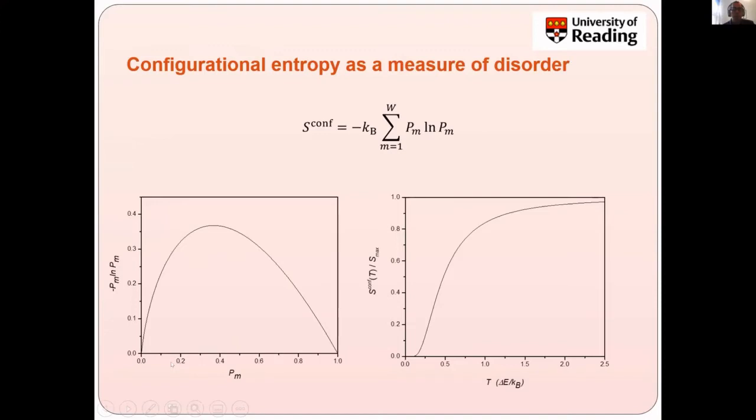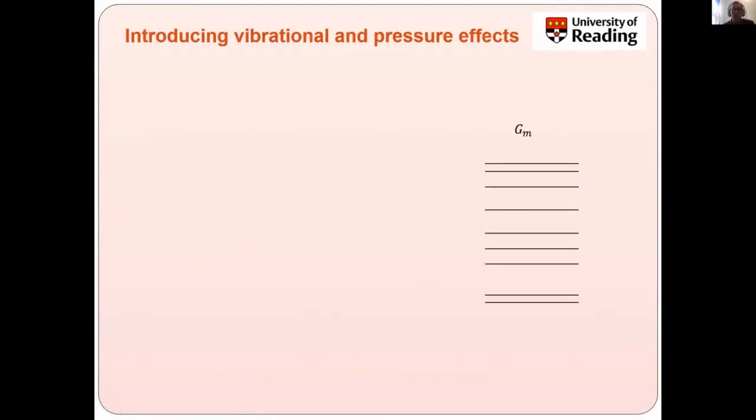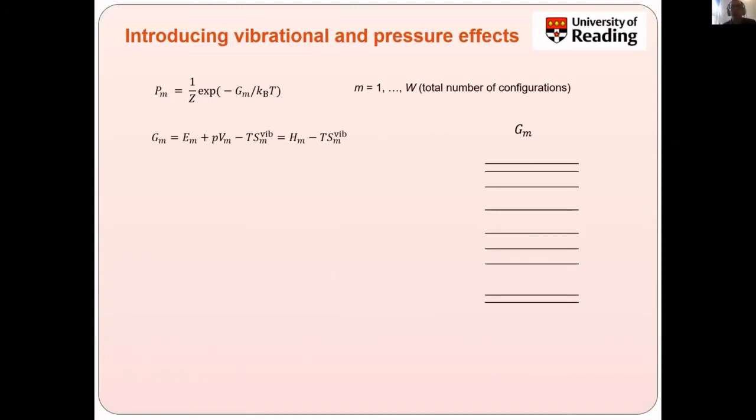So if you have a system where you have one configuration with a probability 1 and all the others probability 0, then the term P_m logarithm of P_m only has value 0, either here or here, and therefore the configurational entropy is 0. And the configurational entropy, of course, will increase with temperature in the whole range of temperatures in the system. So let me introduce briefly how you would do it if you wanted to have vibrational or pressure effects introduced in the simulation.